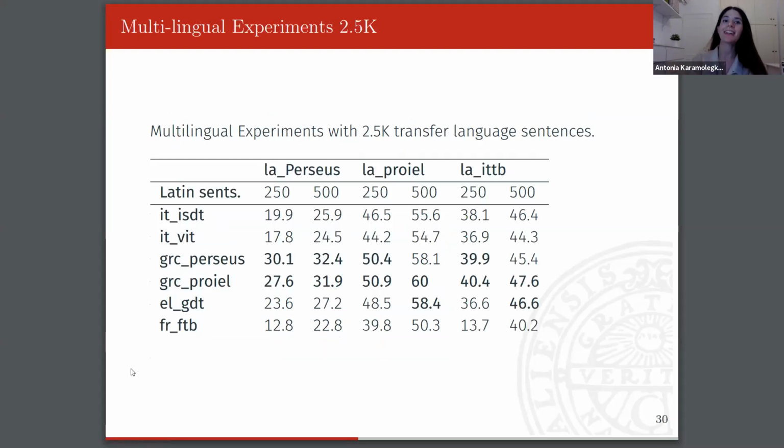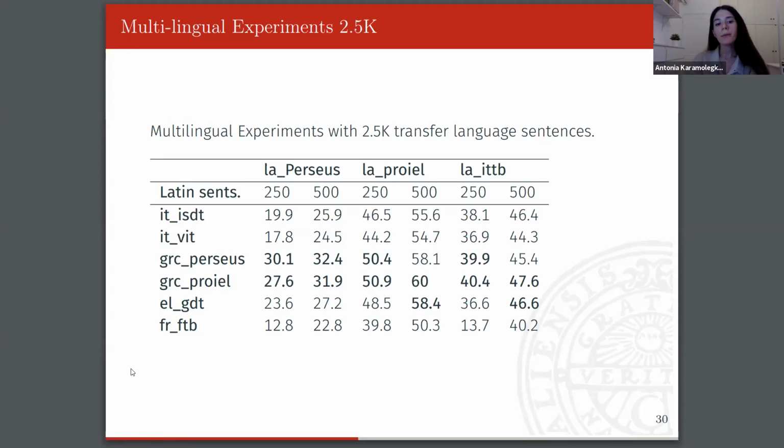So let's see the results from our first multilingual experiment. We can see, first of all, that comparing the 250 and 500 target sentences, it is obviously better to use more target sentences. All the results are better when using 500 sentences.